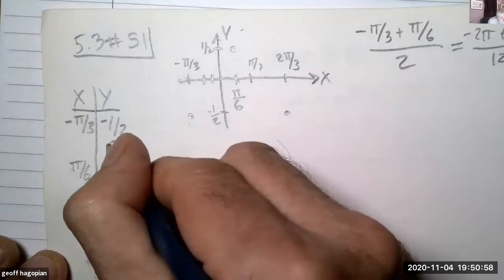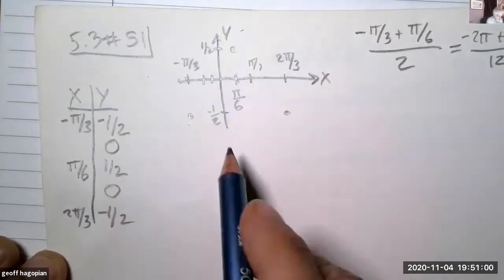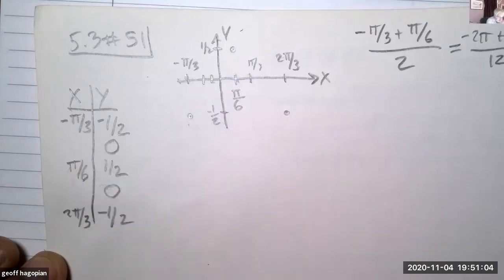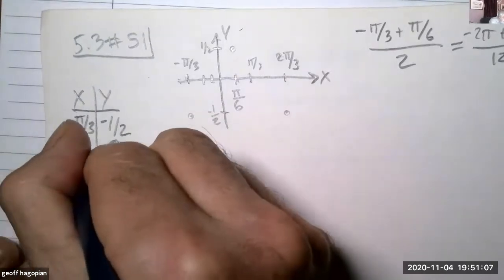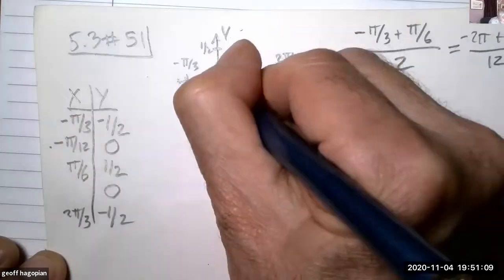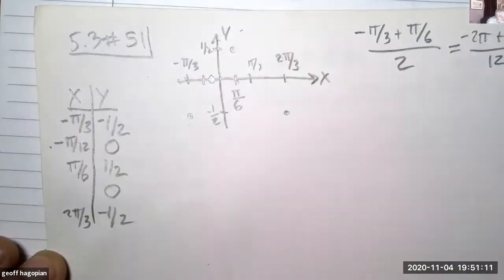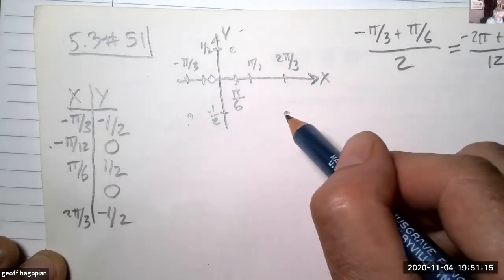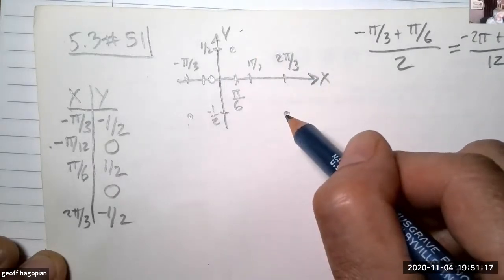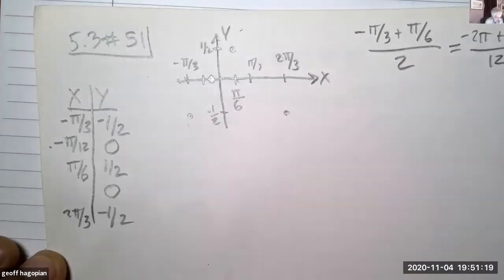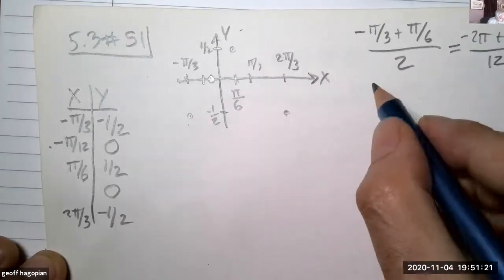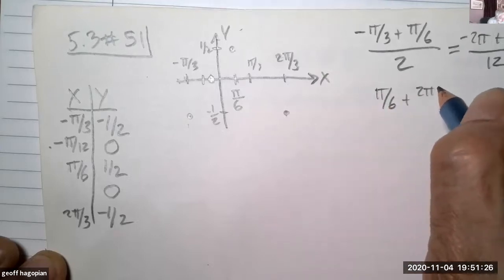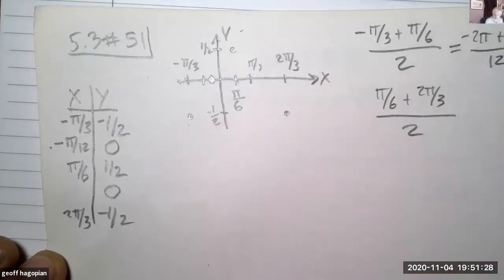So where are these equilibrium points? Well, we found this one is negative pi over 12. Halfway from negative pi over 3 to pi over 6 is negative pi over 12. And that's right there, huh? And so then what's halfway from pi over 6 to 2 pi over 3? Now we could do the same sort of thing. I'd say pi over 6 plus 2 pi over 3, divided by 2. That's halfway between, right?